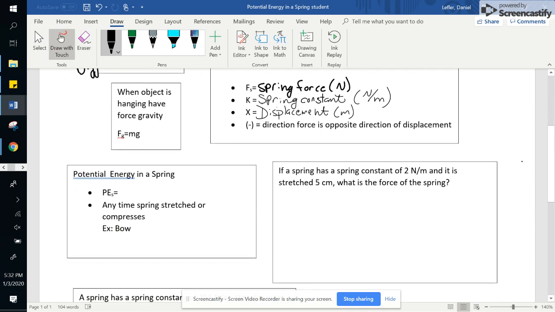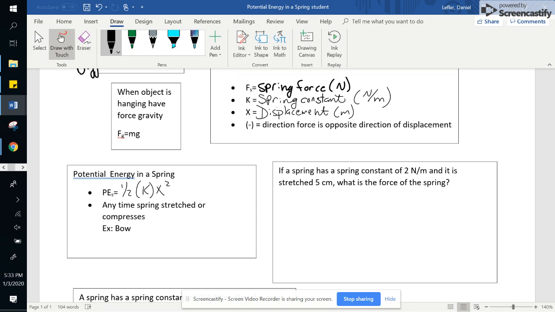When we're talking about potential energy in springs, there's a slightly different formula. So potential energy in springs is going to be 1/2 times K times X squared. Again, this is anytime something's being stretched or compressed. So for example, like a bow and arrow, a rubber band, a spring, anything along those lines.